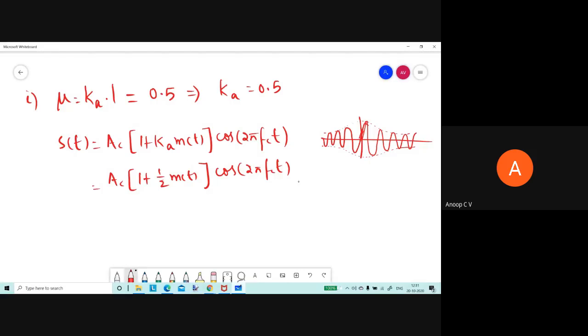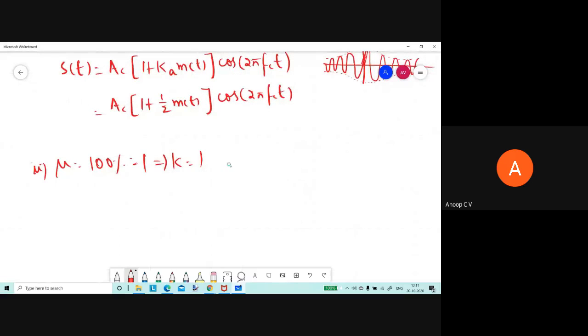So now, instead of that, it is for mu equal to 0.5. Suppose mu was equal to 100%, that is equal to 1, which implies K also would have been equal to 1. So then what would have been our S of t? Our S of t would have been AC into 1 plus m of t, cos 2 pi fct, right? So here K is equal to 1.